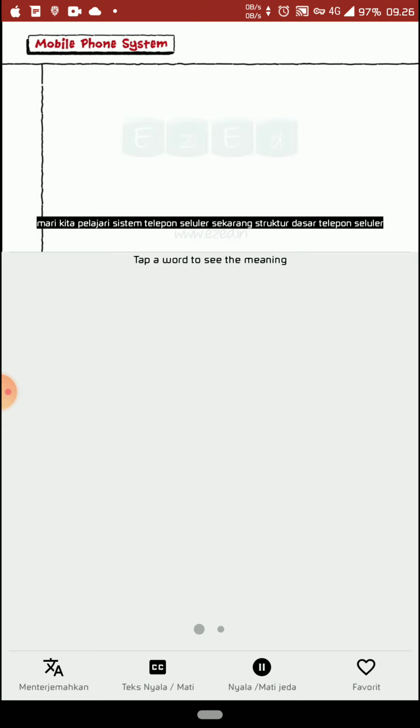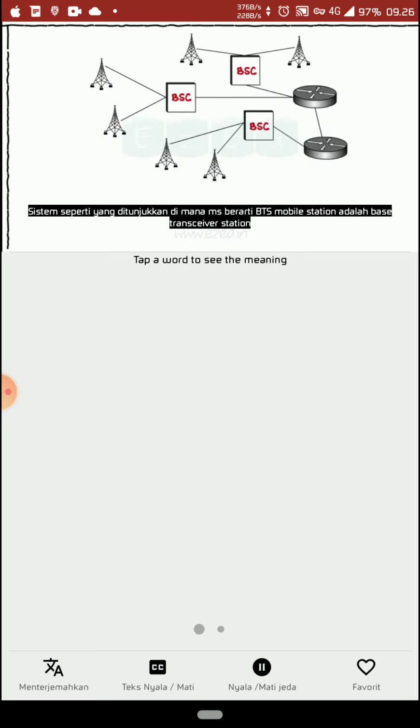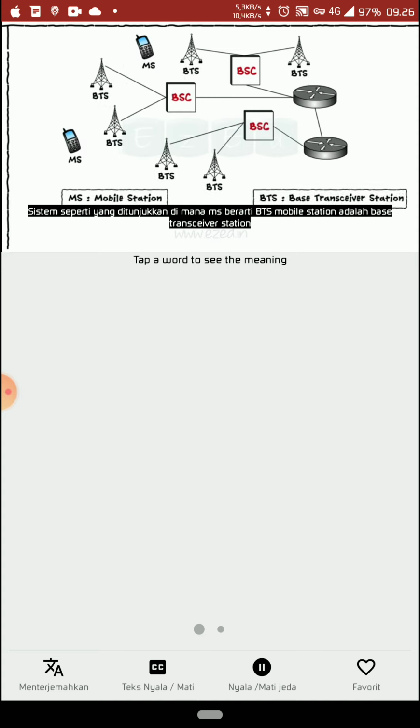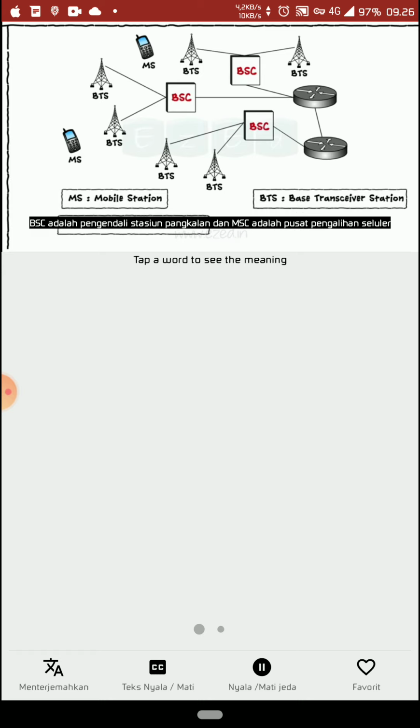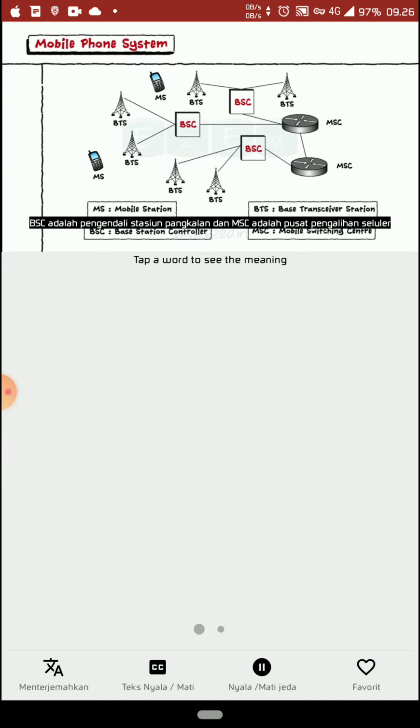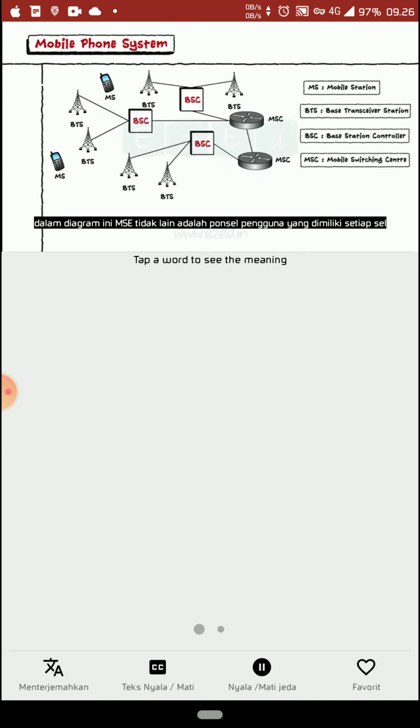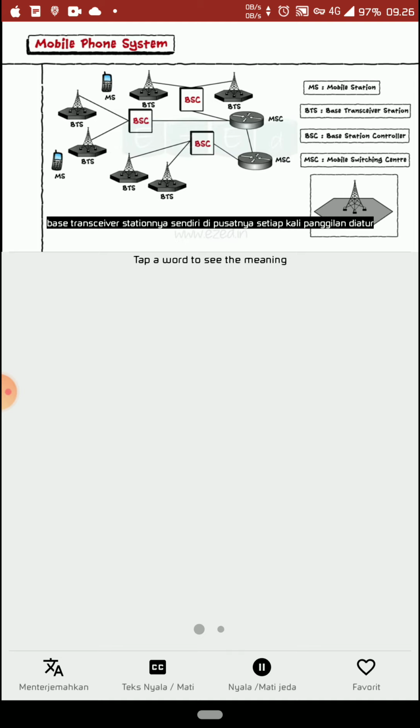Let's study the mobile phone system now. The basic structure of the mobile phone system is as shown, where MS means mobile station, BTS is base transceiver station, BSC is base station controller, and MSC is mobile switching center. In this diagram, MS is nothing but the mobile phone of a user. Every cell has its own base transceiver station at its center.